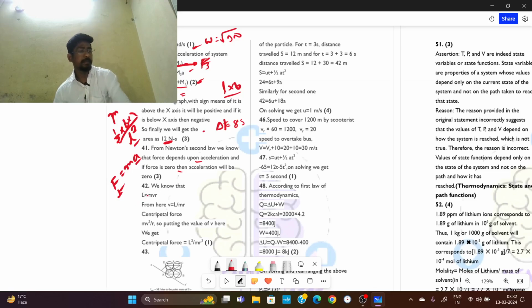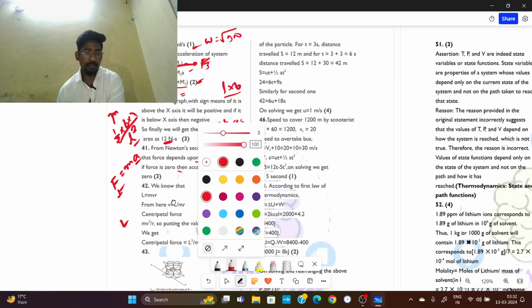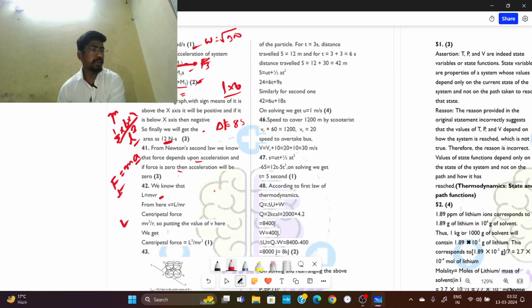Okay. Moving on to the next question, that is 42. If the angular momentum of a particle is L, with radius r and uniform speed, the centripetal force acting on the particle is. To calculate the centripetal force, the formula is mv square by r. Both in the case of centripetal and centrifugal, the formula is the same.